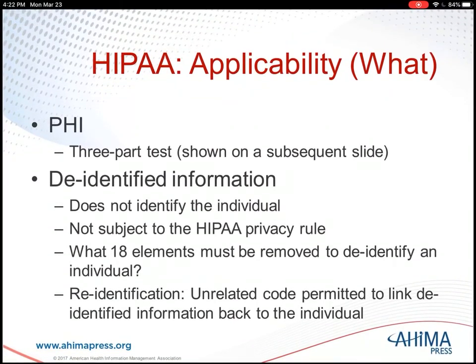So on 213, it gives us the 3-part test. One, it either has to identify a person or provide a reasonable basis to believe that the person could be identified from information given. So we may have some demographic information going on here. We may have a social security number, a date of birth, something like that.